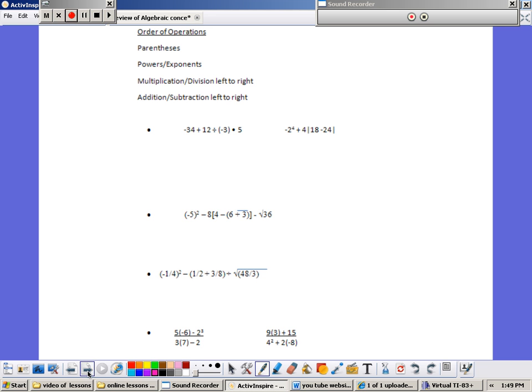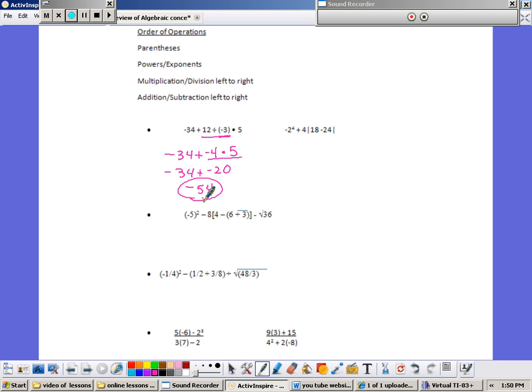I go to the parentheses, and there's really nothing inside to do, so that's done. Powers and exponents, nope. Multiplication and division. I hit a division right there. I must do that first. Negative 34 plus negative 4 times 5. Multiplication, division. I have a multiplication. Negative 34 plus negative 20. Addition and subtraction. I have an addition. Negative 54. If you don't do it in order, you're going to get an incorrect answer.